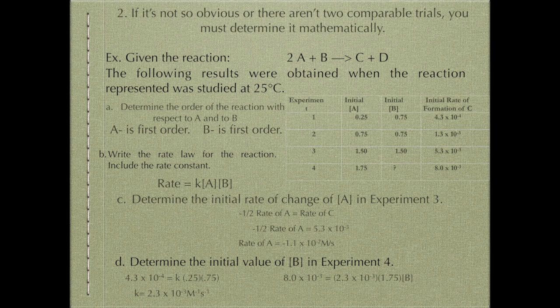And so my rate here is 8.0 times 10 to the negative third, which equals my K, which is 2.3 times 10 to the negative third, times my concentration of A, which was 1.75, times my concentration of B. So my concentration of B, rounding, is going to be 2.0 molar.